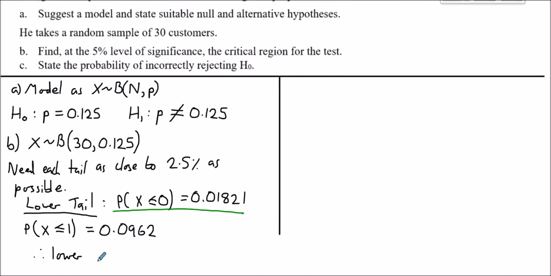So just write that down. The lower tail for the critical region for the lower end is x equal to 0. Now let's just try the upper tail.